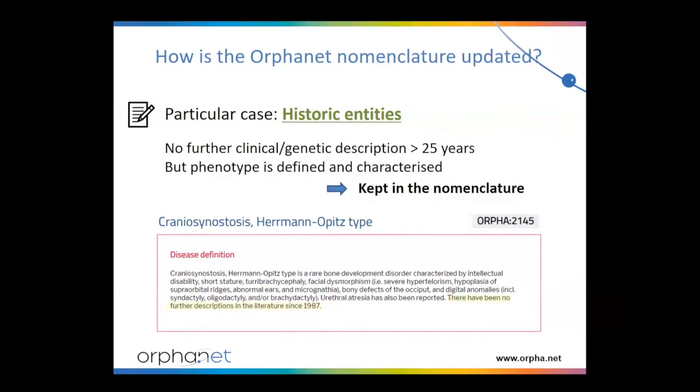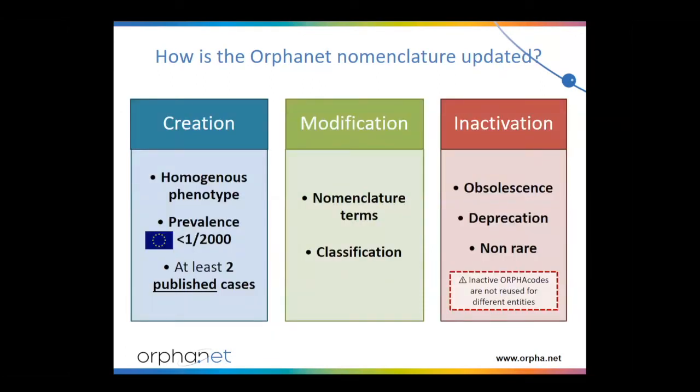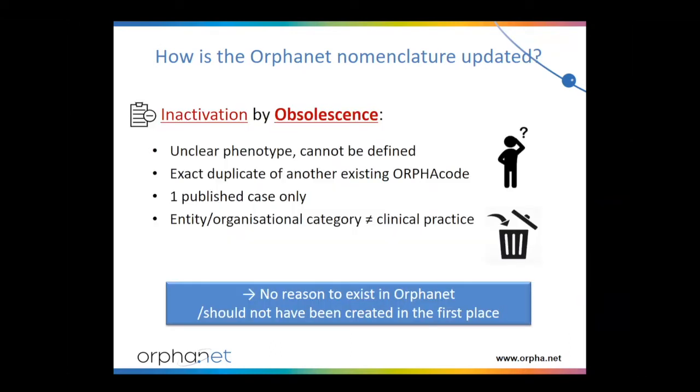The third type of action, and this is an important one, is the inactivation of an existing entity. This can happen in 3 contexts. The first one is the inactivation by obsolescence, which occurs for 4 reasons. The phenotype does not represent a real entity and cannot be clearly or independently defined, or it is an exact duplicate of another active ORPHAcode. We try to be careful, but this type of mistake has already happened in the past.